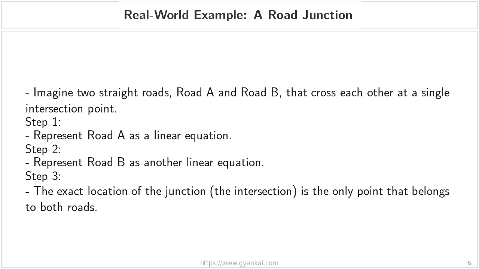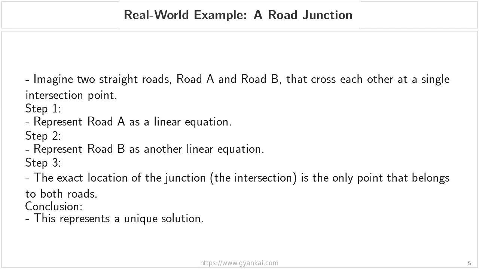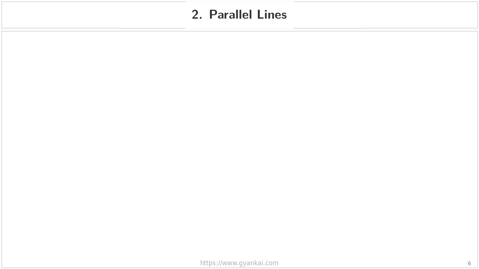Now, think about the junction where these two roads meet. That specific location, the junction itself, is the only point on the map that belongs to both Road A and Road B at the same time. Therefore, we can conclude that this intersection represents a unique solution. This perfectly illustrates the intersecting lines scenario we discussed in the previous slide, where there is exactly one common point between the two lines. 2. Parallel lines.